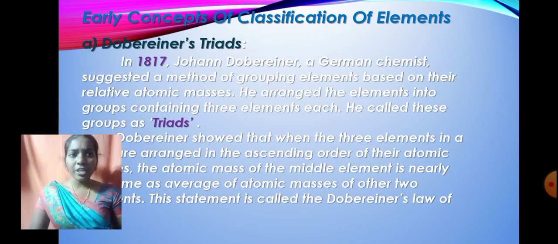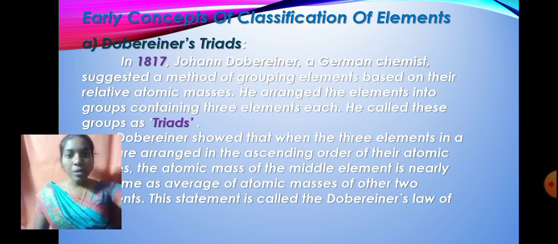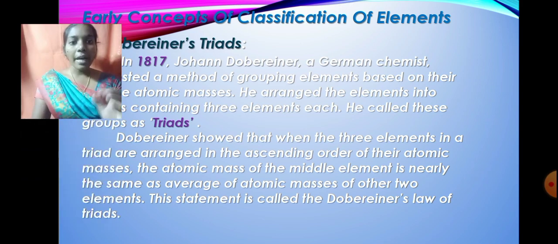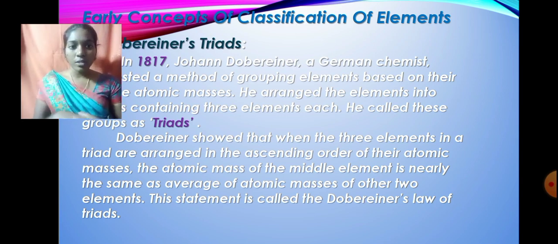Next, early concept of classification of elements. First, Dobereiner's triads. In 1870, John Dobereiner, a German chemist, suggested a method of grouping elements based on their relative atomic masses. He arranged the elements into groups containing three elements each. He called these groups triads. Dobereiner showed that when the three elements in a triad are arranged in the ascending order of their atomic masses, the atomic mass of the middle element is nearly the same as the average of the atomic masses of the other two elements. This statement is called Dobereiner's law of triads.